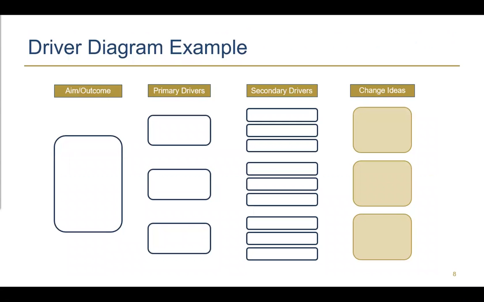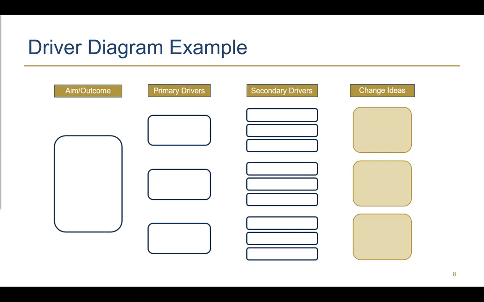A driver diagram is a graphic of the team's ideas on what drives or contributes to the achievement of a project aim. This is a useful tool for communicating to a range of stakeholders and is central to addressing change ideas. When the team is in the testing phase, a driver diagram shows the relationship between the overall aim of the project, which is on the left-hand side, to the primary drivers to the right of the aim.